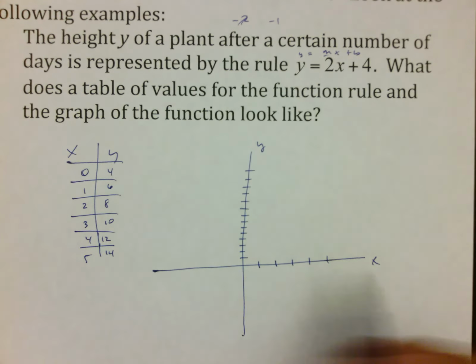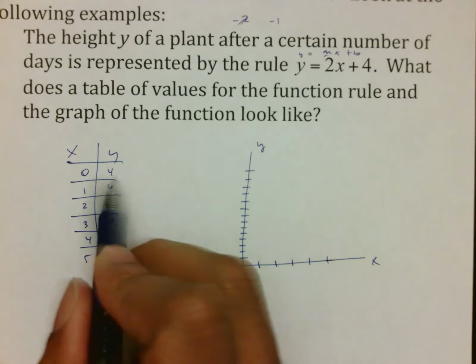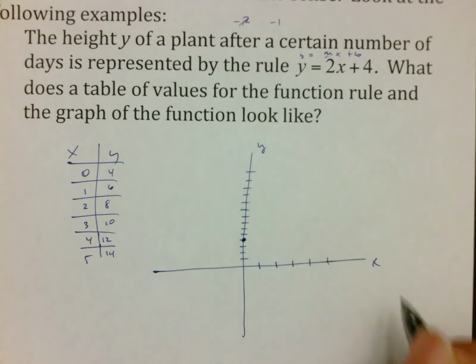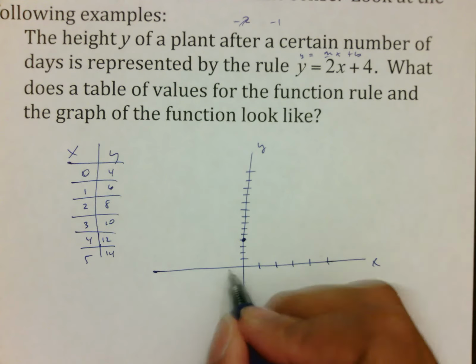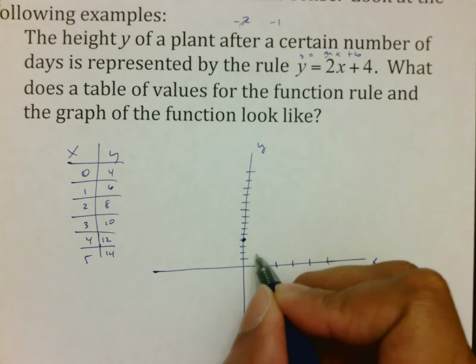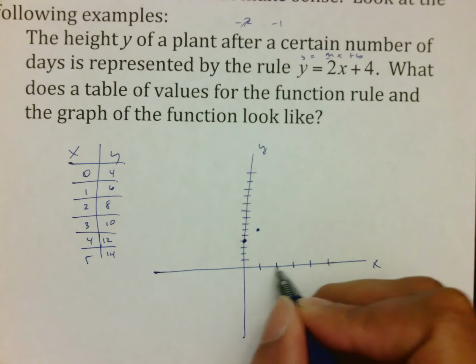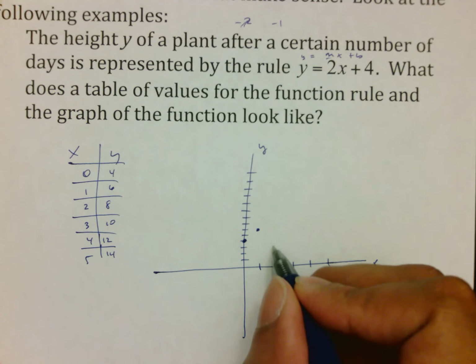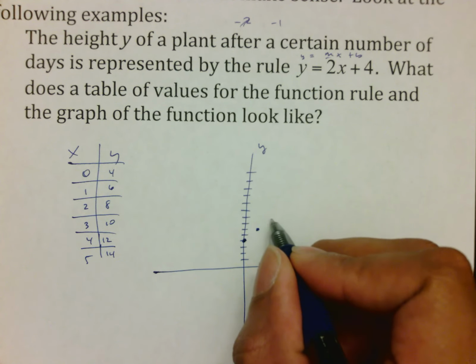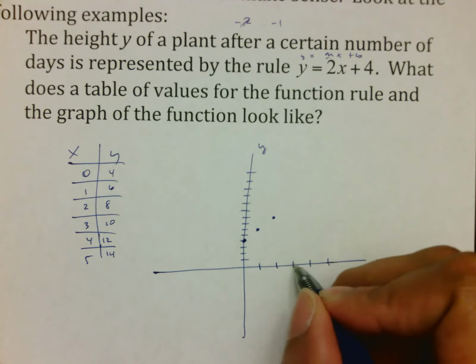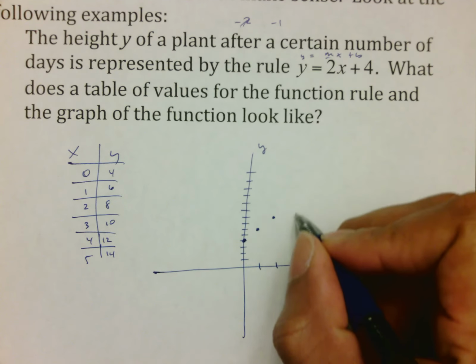0, 4. Remember, 0, 4 means do not move sideways. The y goes 4 up. So 1, 2, 3, 4. This would be your first point. 1, 6 would be over 1, and then up 1, 2, 3, 4, 5, 6. 2, 8 would be over 2, up 1, 2, 3, 4, 5, 6, 7, 8, somewhere around there. 3, 10 is going to be about here.